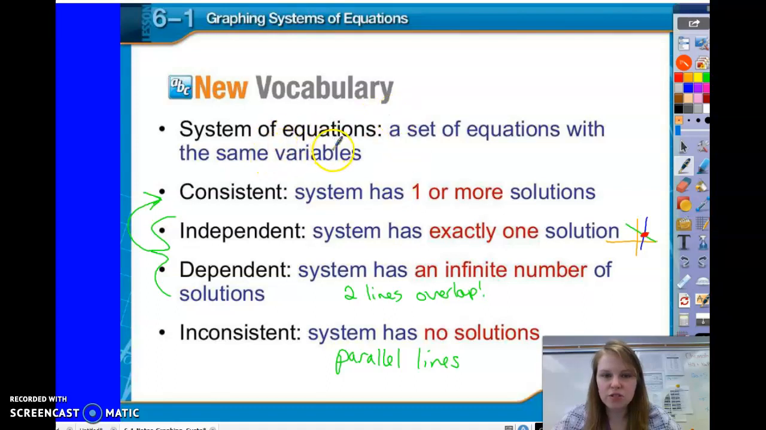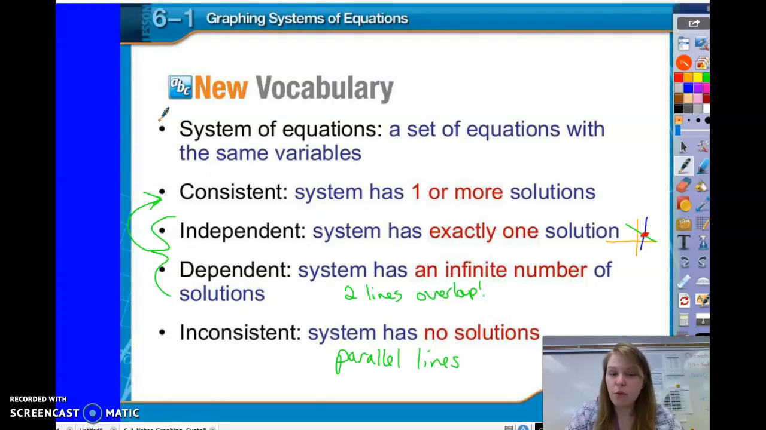A set of equations with the same variables is called a system of equations. This is something like two different equations that both use x and y. That would be a set of equations. We're going to look at those today. What we're going to be doing is we're going to stick them on a graph and see how many solutions they have in common. They could have one, meaning they cross, like an x. They could have infinitely many if they overlap, or they could have no solution if they're parallel and they never cross. So we're going to look at those scenarios today.